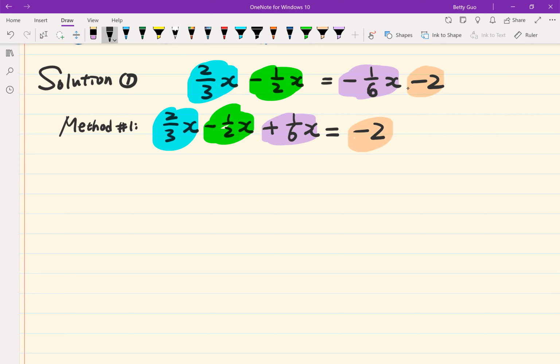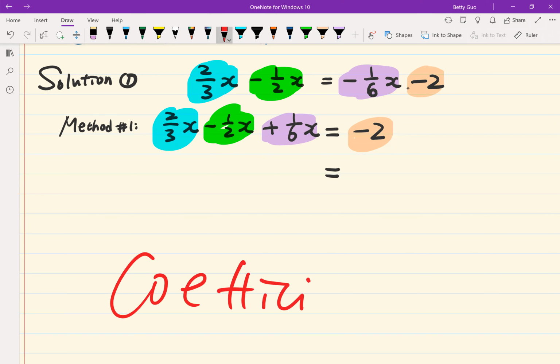As I said, the transposition of terms is very convenient, right? Now you have all the variable terms on the left. The single constant is on the right. So on the left, all 3 terms are like terms now. Can we combine like terms? 2/3 x minus 1/2 x plus 1/6 x. We combine like terms by combining their coefficients.